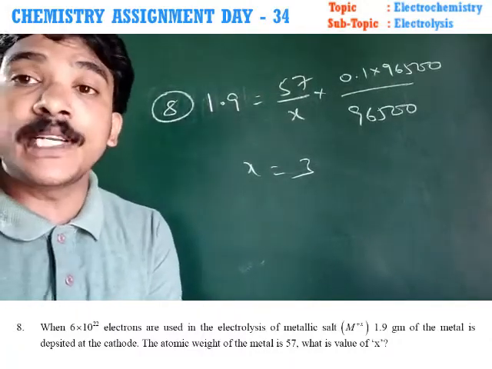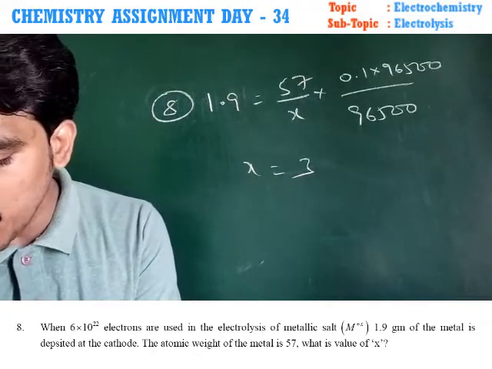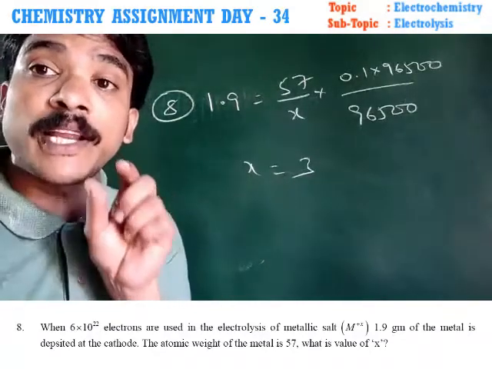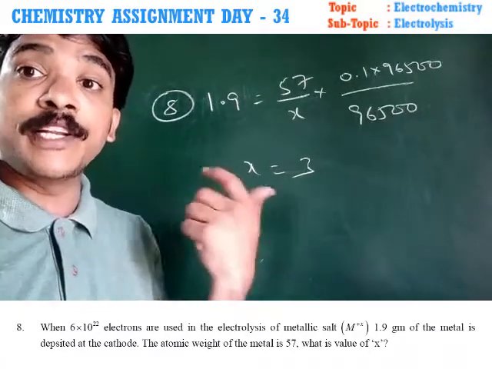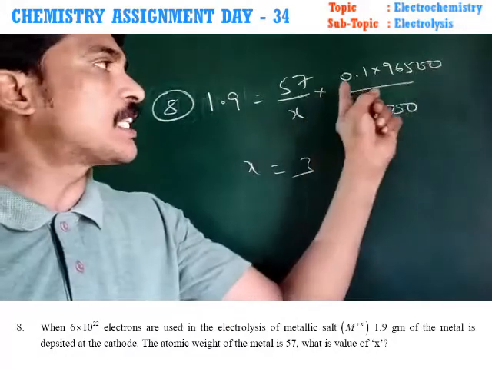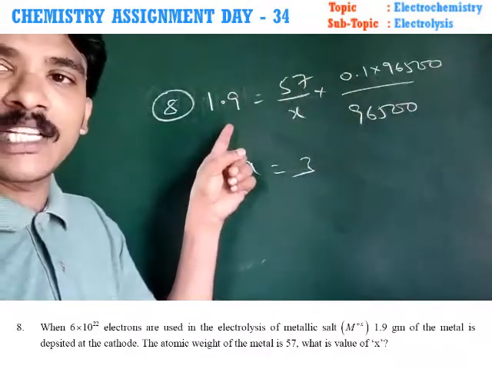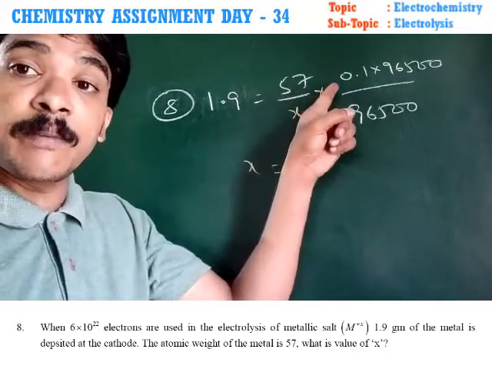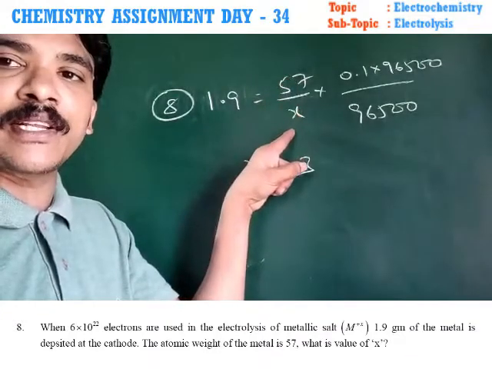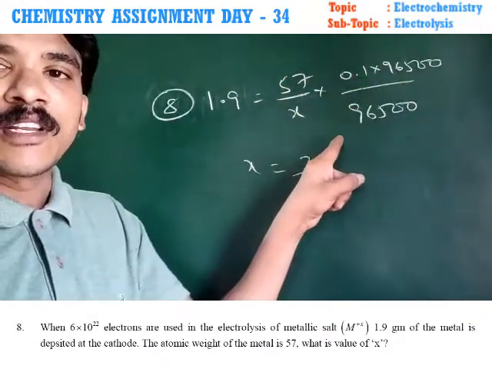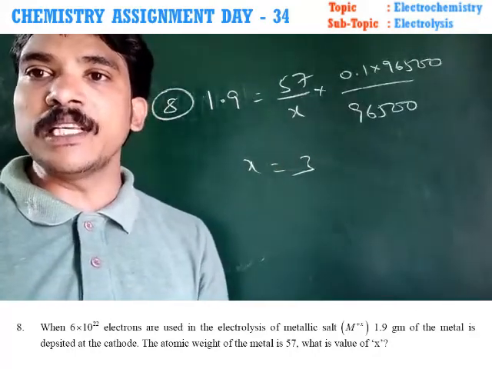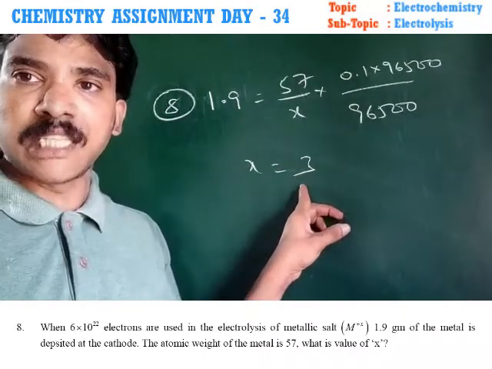Question number 8. 6 into 10 power 22 electrons are used in the electrolysis of metal salt MX. 6 into 10 power 22 electrons is nothing but 0.1 mole of electrons. That means 0.1 into 96,500 coulomb of electricity. If the weight of metal deposited is 1.9 and the atomic weight is given as 57, then weight is equal to atomic weight by n factor into C into T by 96,500. Substituting here, we get the valency of M in MX, that is 3.